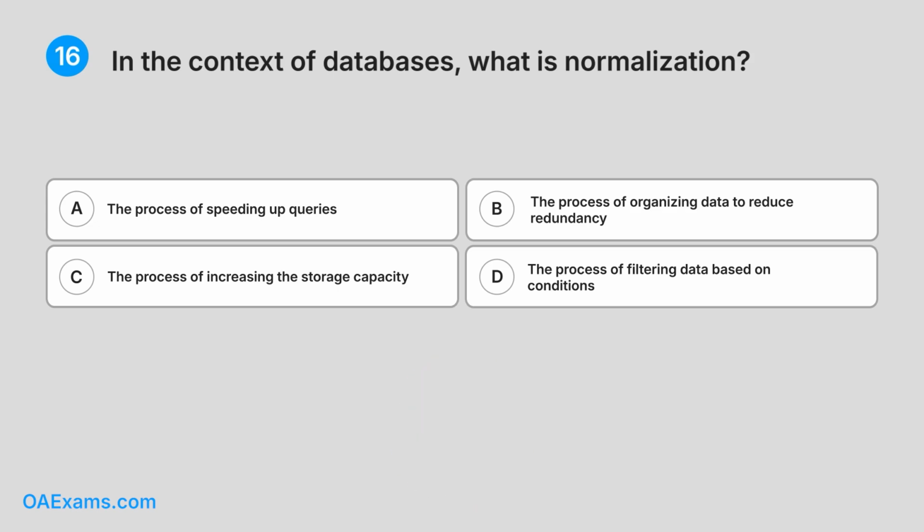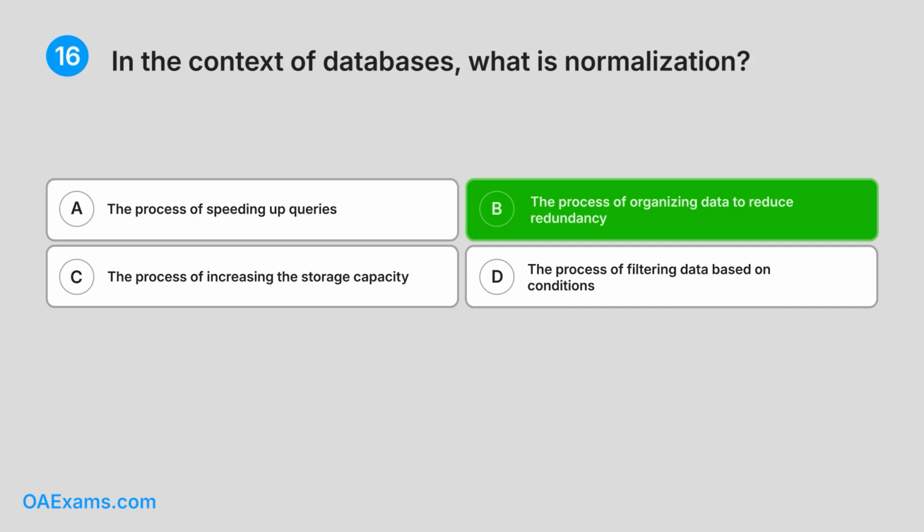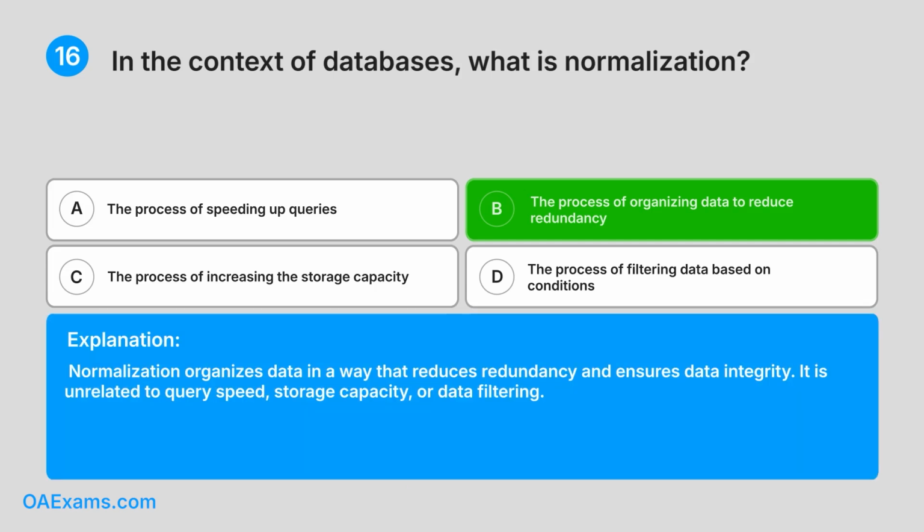Correct answer. B. The process of organizing data to reduce redundancy. Explanation. Normalization organizes data in a way that reduces redundancy and ensures data integrity. It is unrelated to query speed, storage capacity, or data filtering.